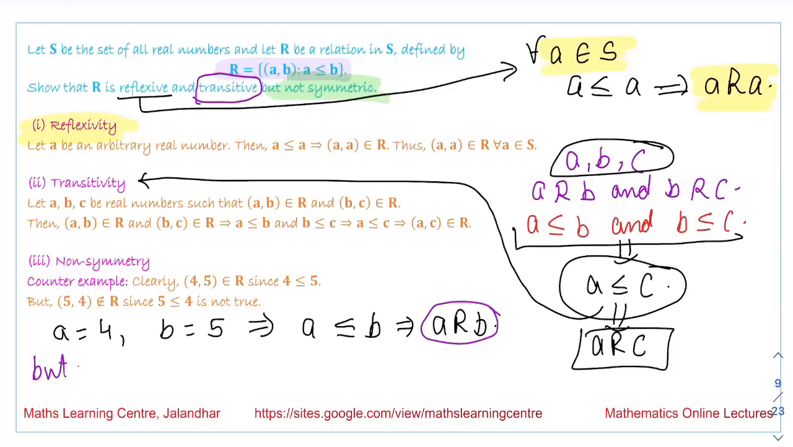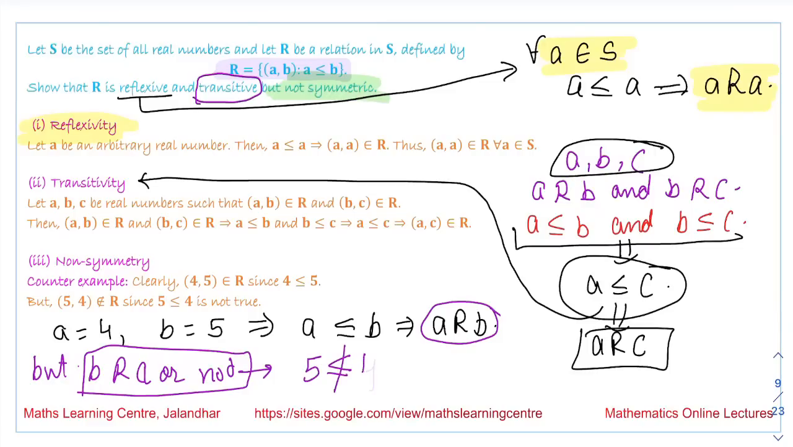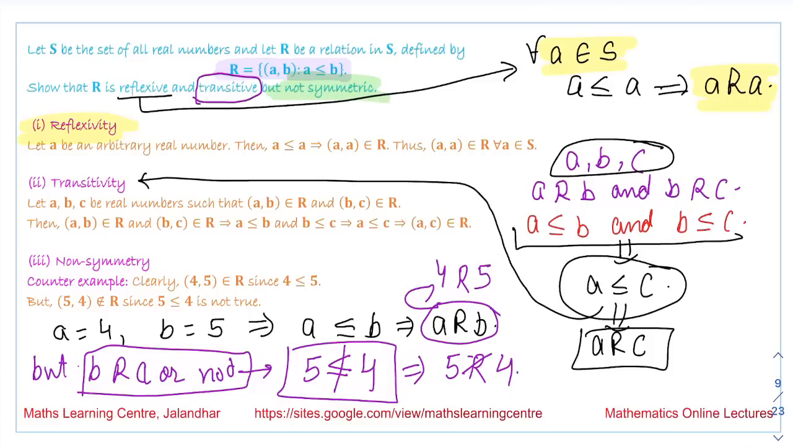now we have to check whether B is related to A or not. So to check this, we are saying that 5 is not less than or equal to 4. So this implies that 5 is not related to 4. This gives us 4 is related to 5, but 5 is not related to 4, because 4 is less than or equal to 5, but 5 is not less than or equal to 4. So we are saying that this relation is not a symmetric relation.